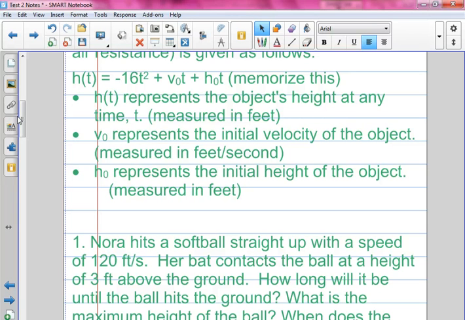So in v naught you have initial velocity, and in h naught you have initial height. Initial means the beginning. What is the velocity you started with? What is the height you started with?